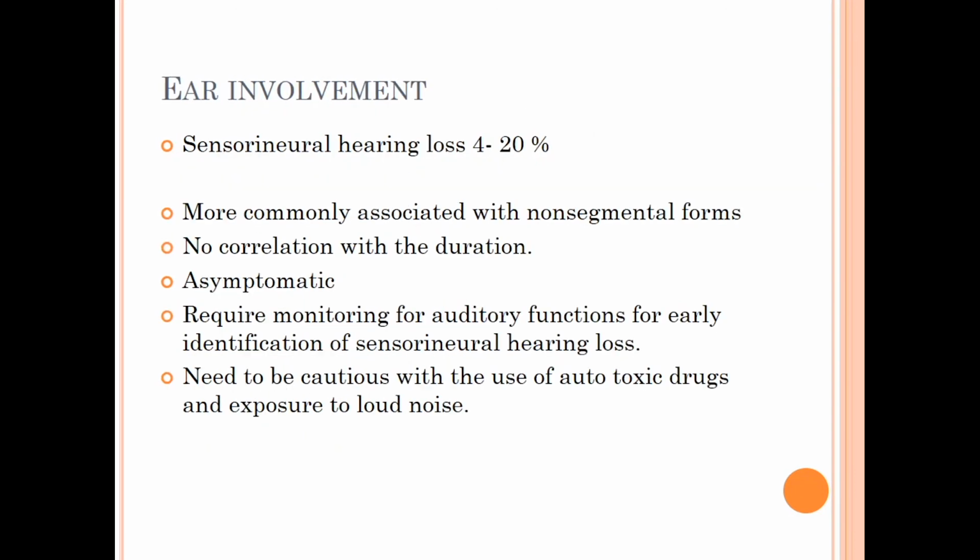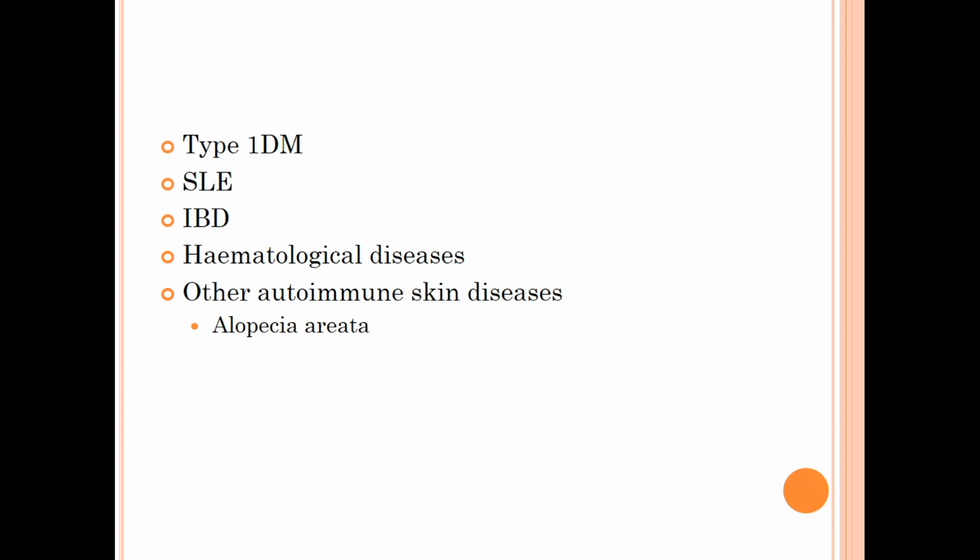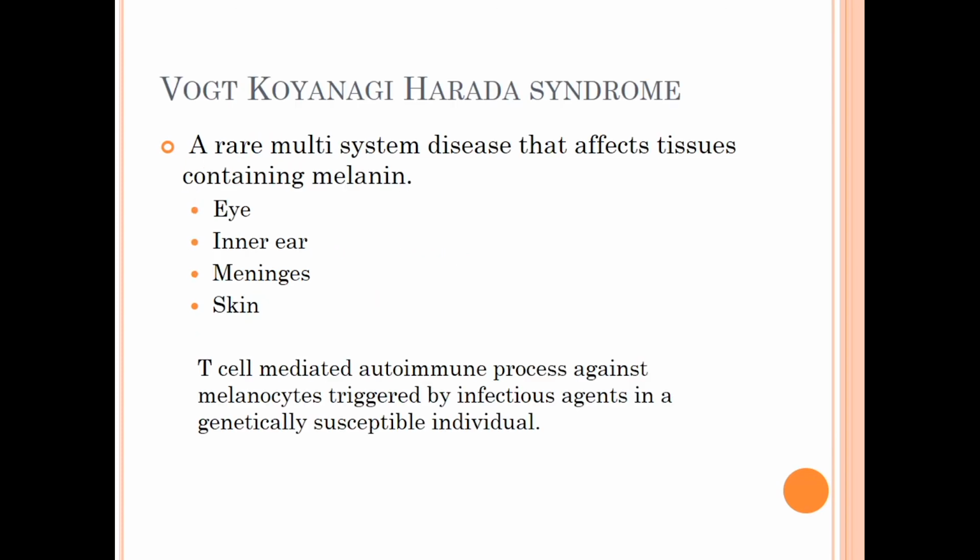But at least we can recommend that patients with vitiligo should be cautious with the use of ototoxic drugs and also exposure to loud noise. And in addition to the melanocyte-related manifestations, vitiligo can have other autoimmune associations. Common ones include autoimmune thyroid disease and also certain autoimmune polyendocrinopathies. These are the other autoimmune manifestations related to vitiligo.